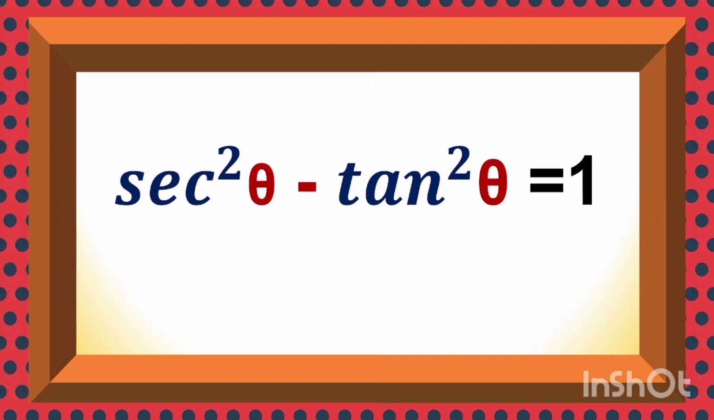Sec square theta minus tan square theta is equal to 1 is another important trigonometric identity which is true for all values of angle theta except theta is equal to 90 degree or pi by 2. Because for theta is equal to 90 degree or pi by 2, sec theta and tan theta are not defined. So the statement is not defined only when theta is equal to pi by 2 or 90 degree.